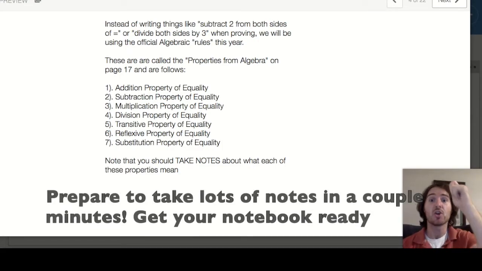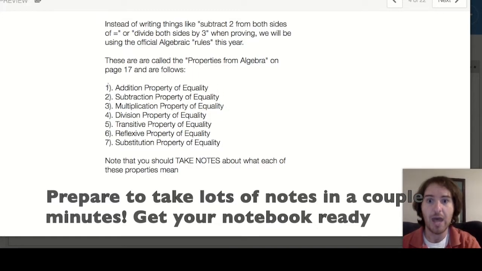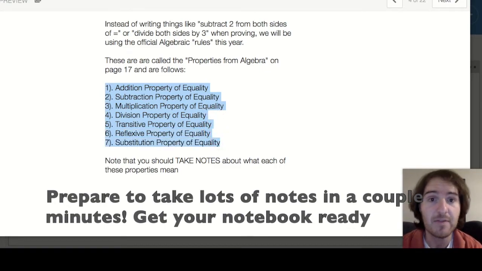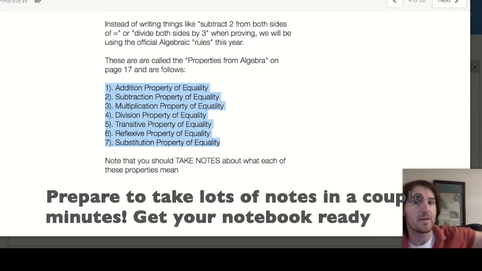Okay, so in your section right here, this is in section 1.4, you have some things to memorize, some things to know right here, and they are right here. So these are called the properties of equality. It's kind of the main thing I want to get out of Monday. And then again, we'll keep building on this throughout the week.